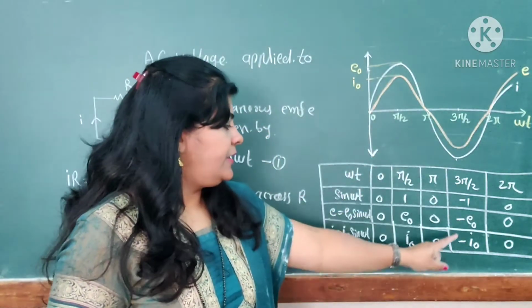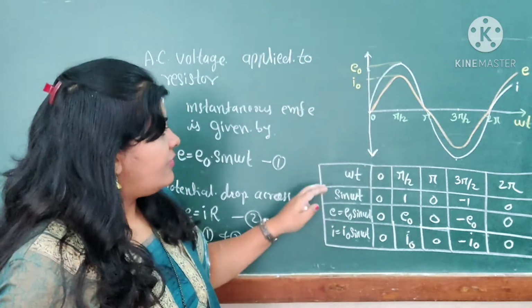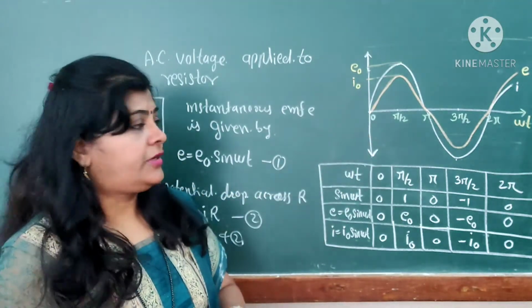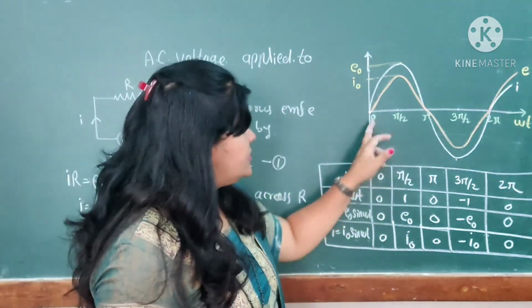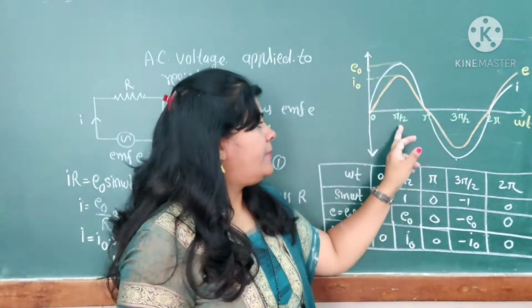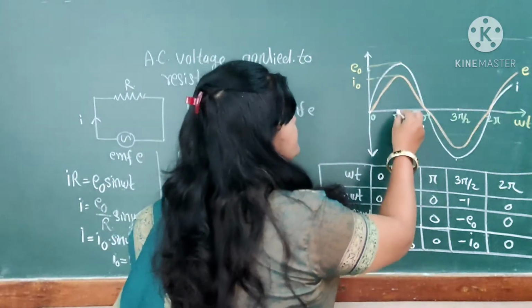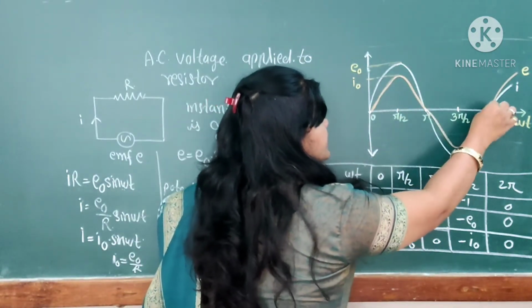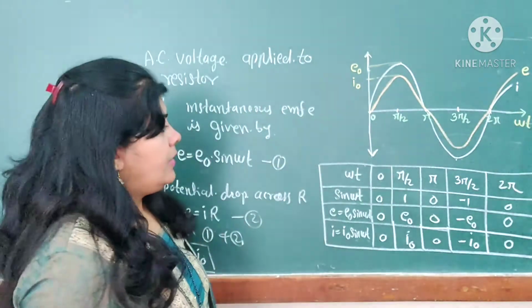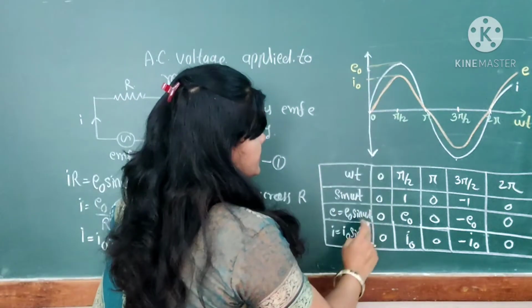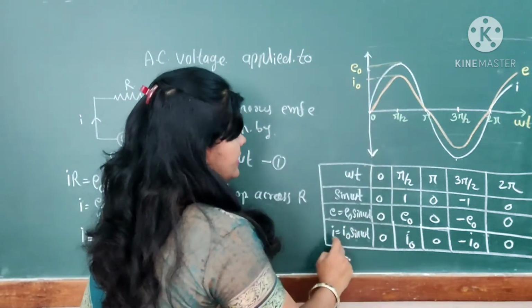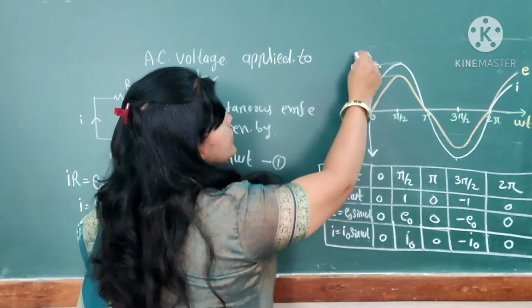In this way we complete the start of it. After that we are plotting the graph of it. How to plot the graph of it? Use this. Angles are there: 0, pi by 2, pi, 3 pi by 2, 2 pi, like that. Equal distance we mark on this x-axis. After that, next we take the values of E and I on the y-axis of it.